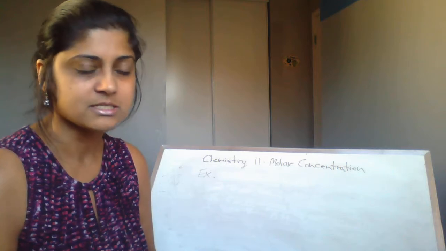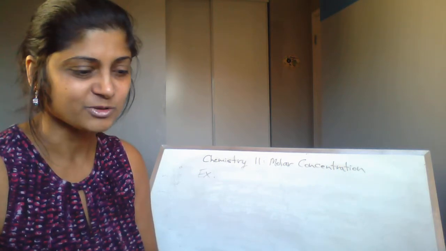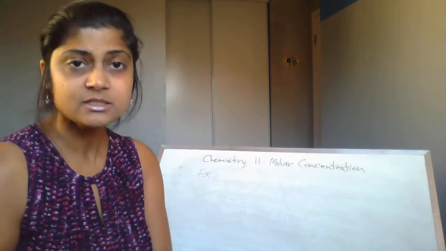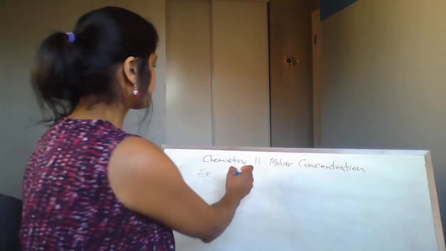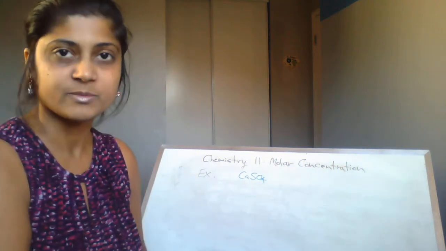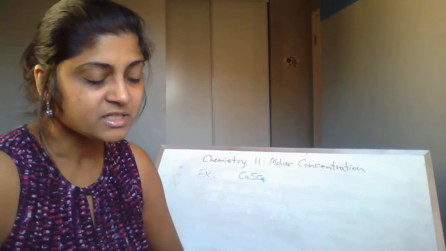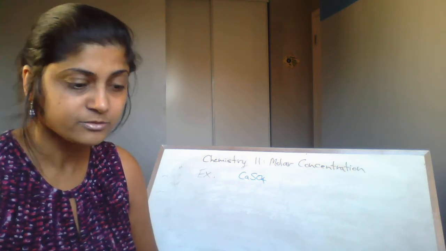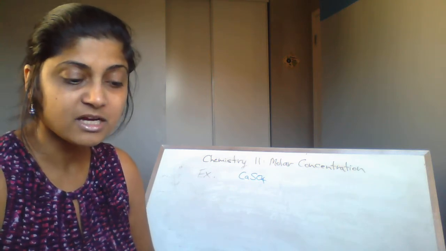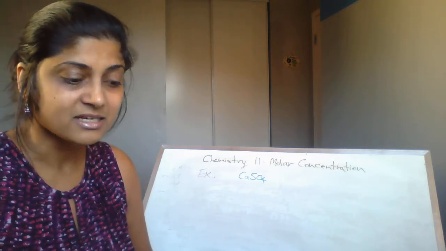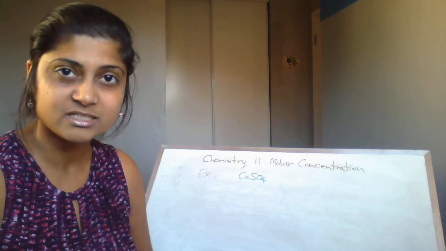Again, I'm going to just read it out loud. At 20 degrees Celsius, a saturated solution of calcium sulfate. Let me just write the formula here. It does give you the formula. So CaSO4 has a concentration of 0.0153 moles per liter. A student takes 65 milliliters of this solution and evaporates it. What is the mass that's left over in the evaporating dish?